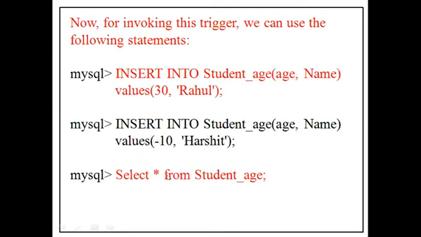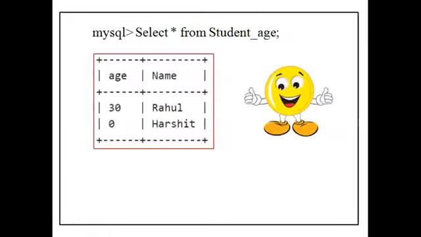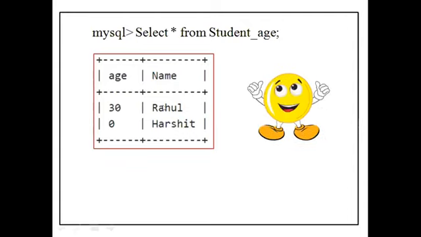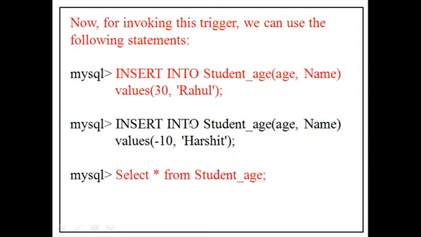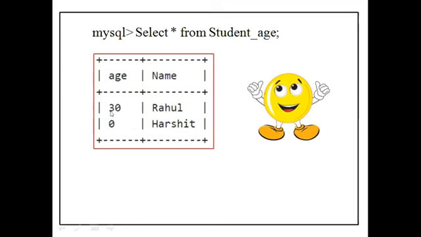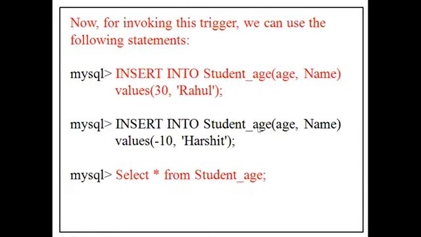Now see, select * from student_age. Now you can select from the student table. Like this, select * from student_age gives 30, name Rahul. So the next record is the second record I inserted. In this case, the first record is okay, right? Now 30 and Rahul. So the next one is inserted into student_age (age, name) values, where I inserted -10. So actually, here you would expect to get -10.